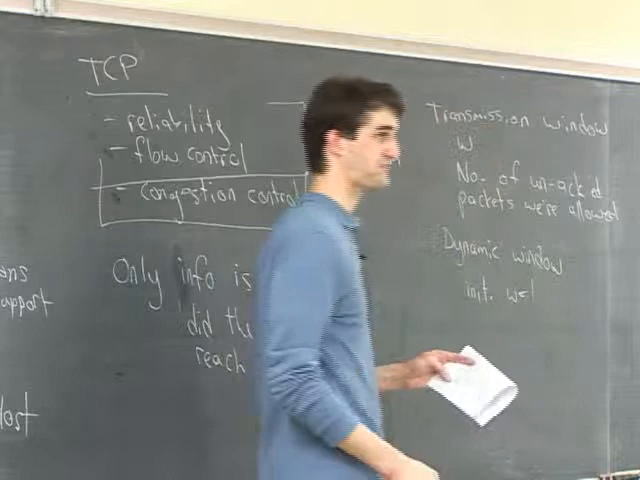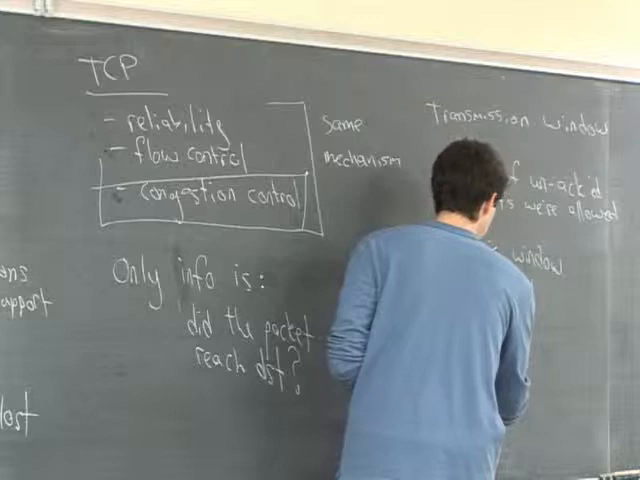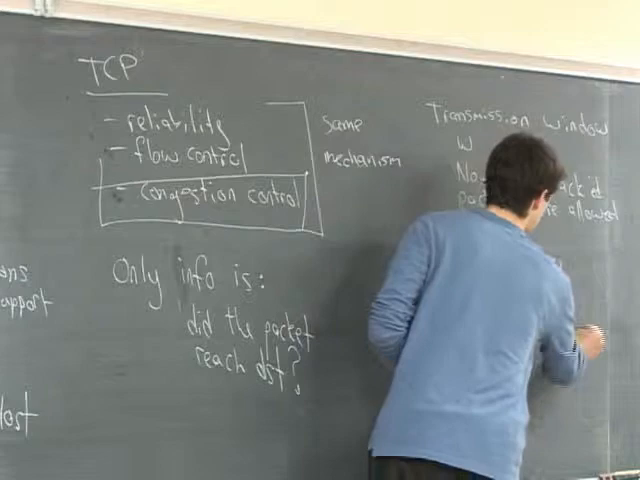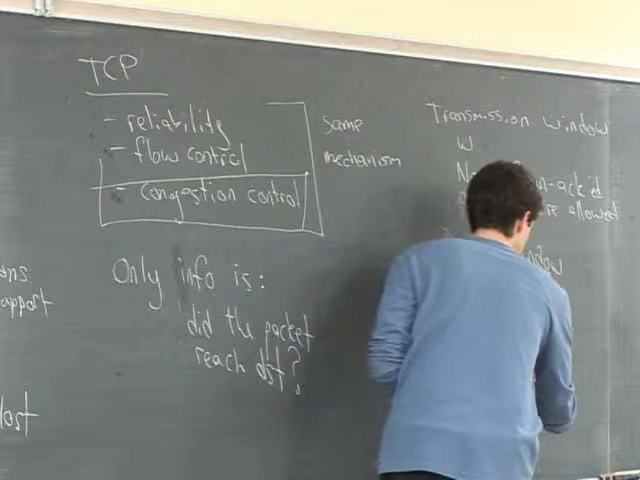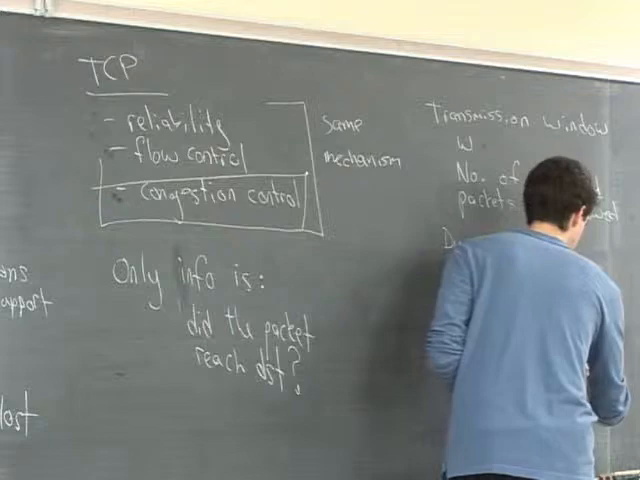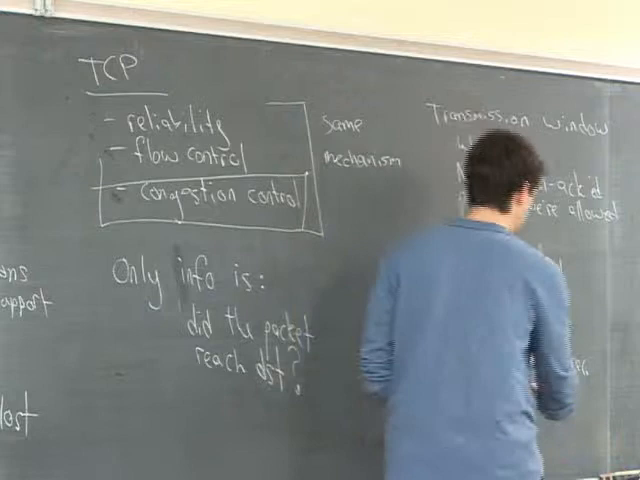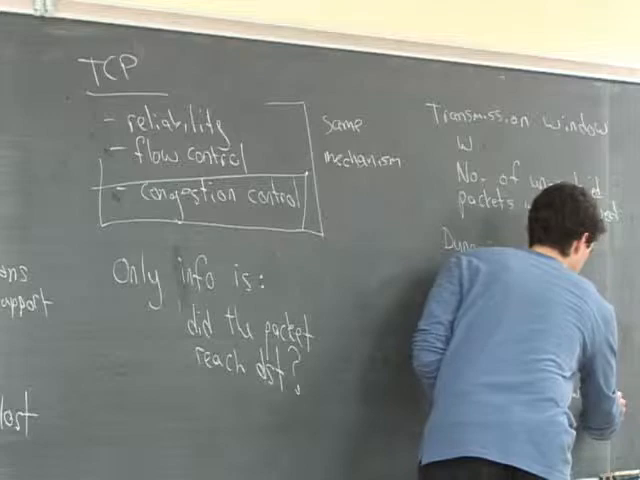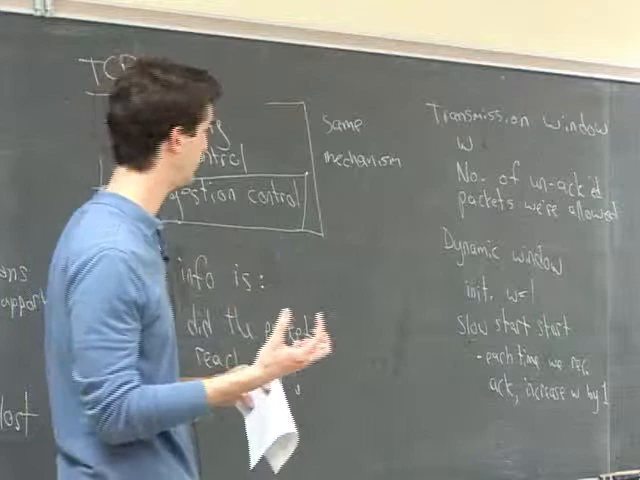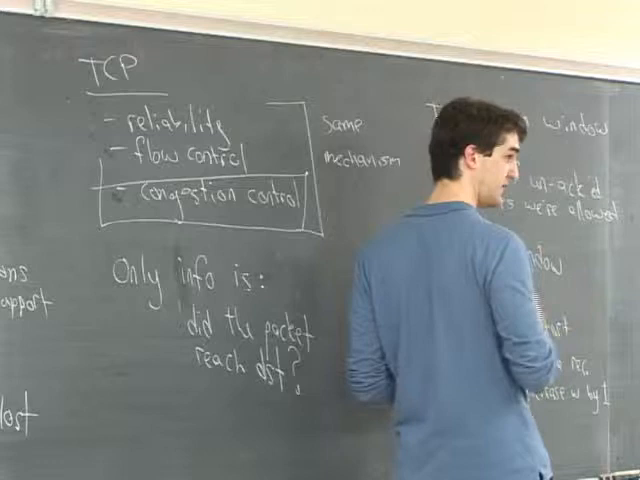All right, then we have two different phases. You start out in this slow start phase. And for slow start, each time we receive an acknowledgement, we increase our window by one. So we increase it by one for each acknowledgement. This means that every round trip time, if there's no losses, we double the window size.